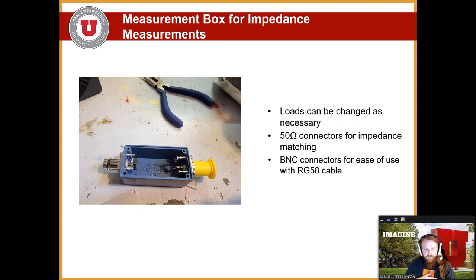So the first thing was to get a measurement box for impedance measurements. This was so that we could change out loads quickly, so we can test multiple different impedance discontinuities. We use 50 ohm connectors for the impedance matching on the box, and then the BNC connectors allow us to use RG58 cable effectively. RG58 cable is shielded and has great characteristics for maintaining a pretty consistent impedance to help minimize the amount of error due to noise and other external factors.